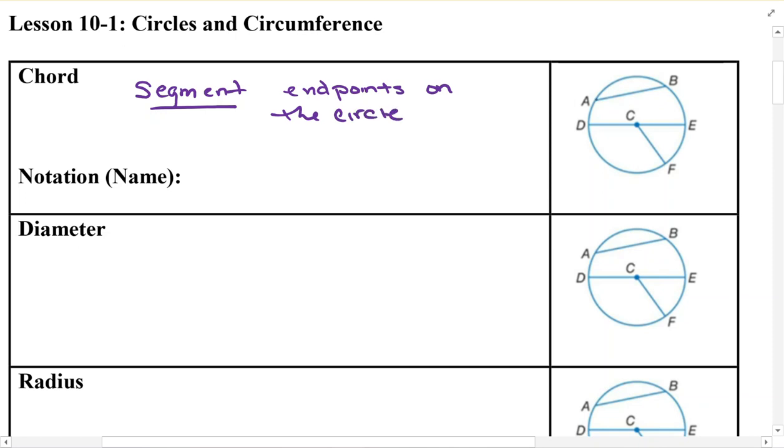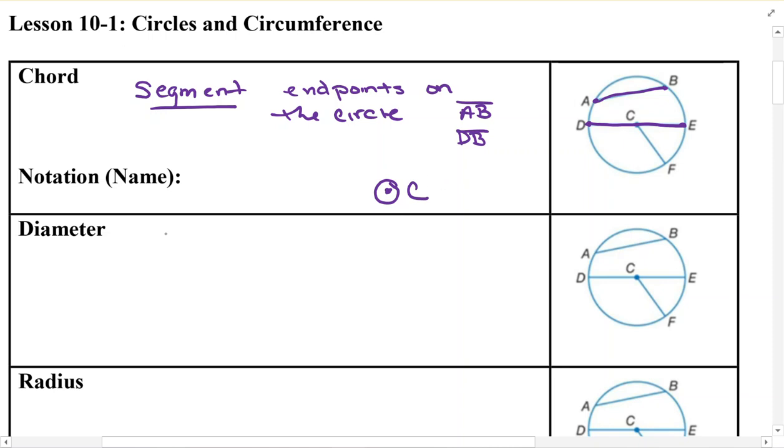So looking at the diagram we have, segment AB has its endpoints on the circle, and so that's one of our chords here. So AB. Another one would be DE because it has endpoints on the circle. One of the notations that I want to talk about is that if we want to name this circle, we use this dot as the center, and we use the point that's the center. So this would be circle C.